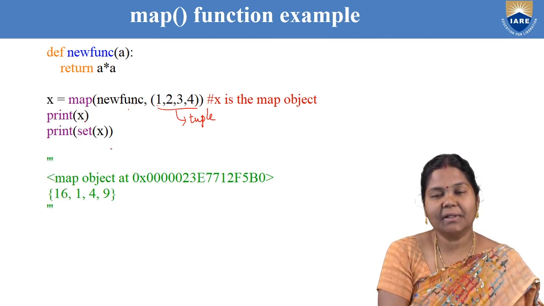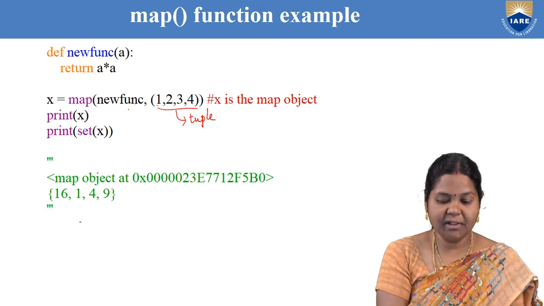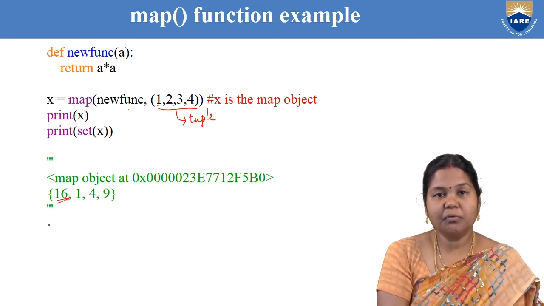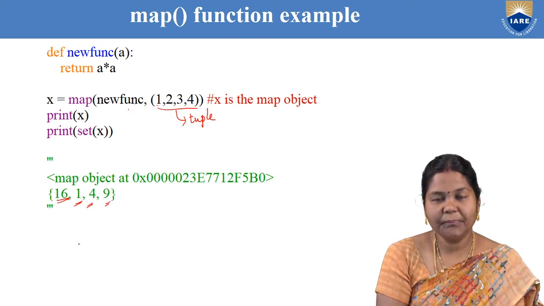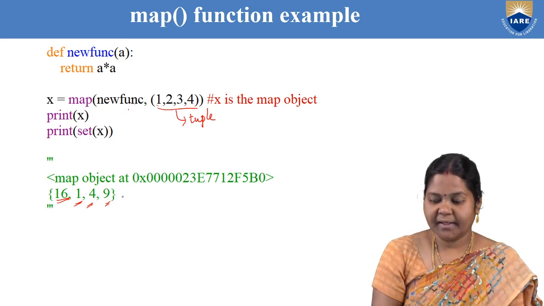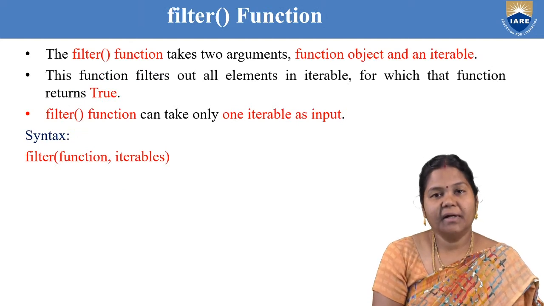So set is nothing but an unordered collection. If you see the output, 4 into 4 is 16, then 1 into 1, then 2 into 2 is 4, and 3 into 3 is 9. This is the output. Finally, here the result we have converted into a set and stored it. So these are the different examples regarding the map function we have seen.